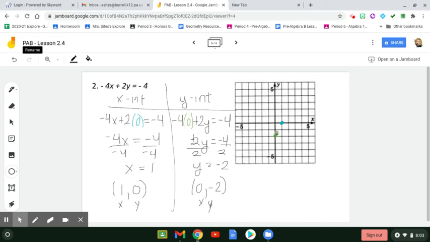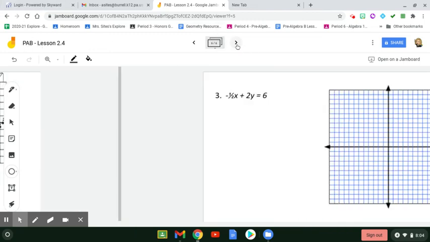So I plotted the 2 ordered pairs. So finally, I'm going to draw a line. And there is my equation that is completely graphed. So again, plotted the 2 ordered pairs, the x-intercept and the y-intercept. That's all you need. Remember, to get an x-intercept, you plug in 0 for y. To get a y-intercept, you plug in 0 for x.